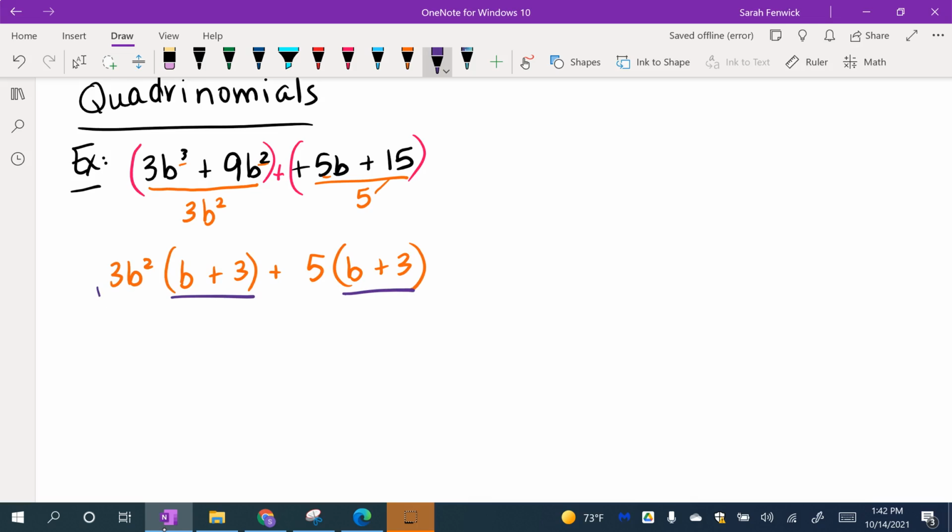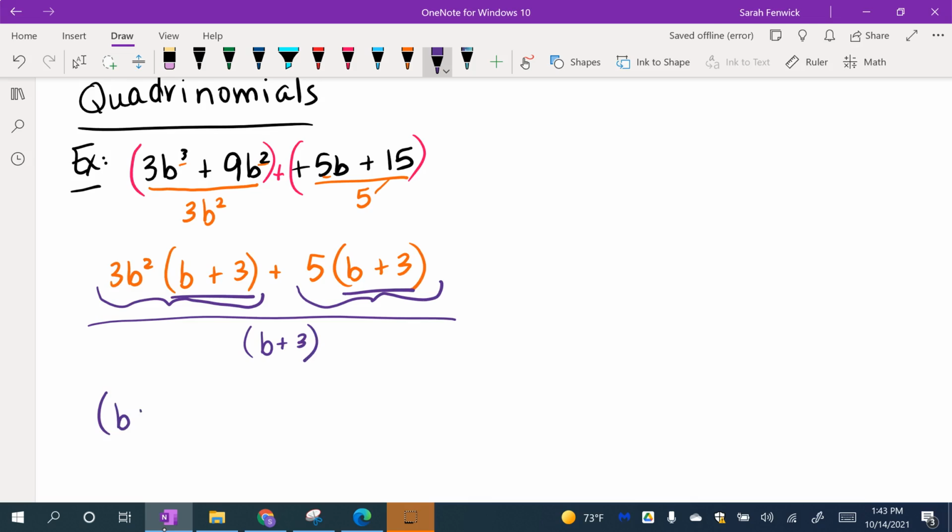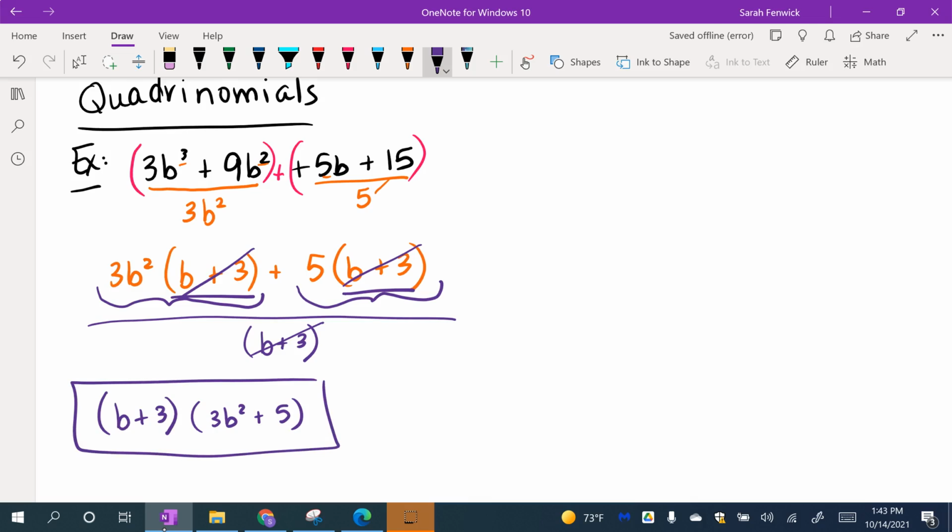So if you look at it as this is your first term and this is your second term, what is your GCF now? I can divide everything by b plus 3. Just like before, the GCF sits out front. So these are gone now because I took it out. And it left me with 3b squared plus 5. Some people do the GCF at the back of that. I don't know why, but it's not a big deal either way.